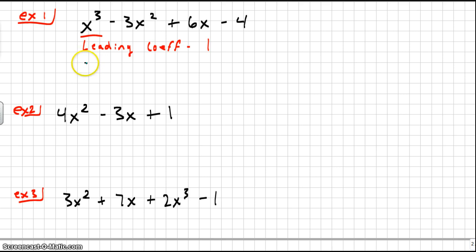Next, we're going to look at the constant of the entire polynomial function. And if your problem is written in standard form in descending order, your constant will be your last term. Or you could think of it as the term that doesn't have an x by it. So in this case, it equals -4.